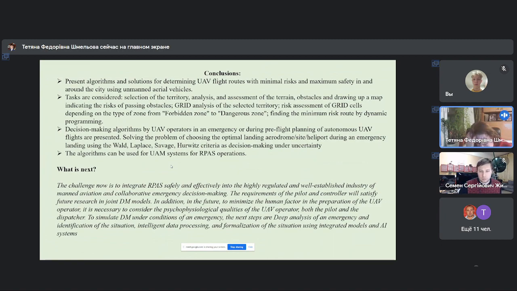What is next? We are going to solve collaborative decision making for all emergency situations for a pilot of manned aircraft and for an operator of drones, because this is integrated airspace, integrated flights, including psychological properties of operators in these situations. And next, for data processing, the application of an artificial intelligence system, because there is a lot of expert data and statistical data; in future, this is an artificial intelligence job.